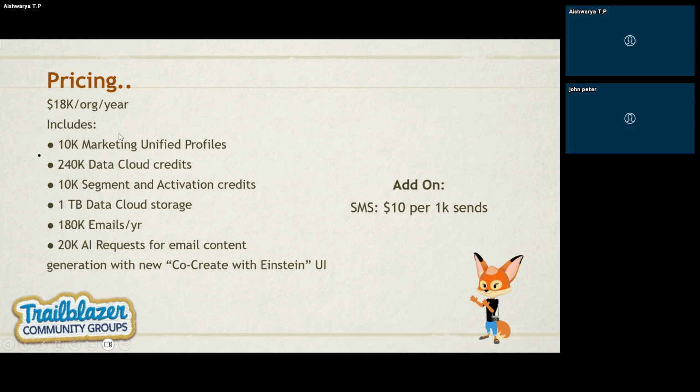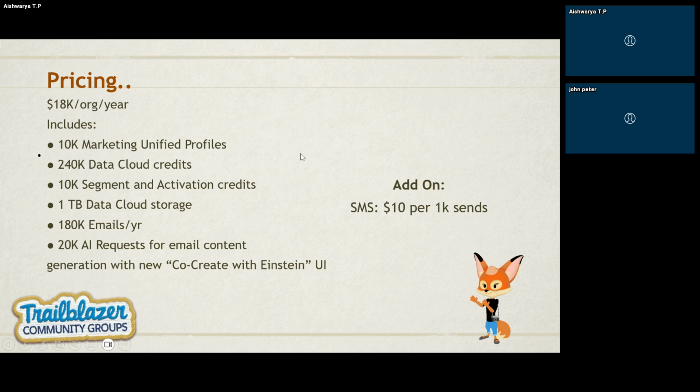So 10,000 marketing unified profiles you can create, and 240K Data Cloud credits are available. You can make use of Data Cloud related concepts for 240K contacts. Then 10K segment and activation credits are available. Again, these things are mainly related to Data Cloud, and 1 terabyte of Data Cloud storage is available, and you can send 180K emails per year. Then 20K AI requests for email content generation with the new Co-Create with Einstein UI. These are the default options available.